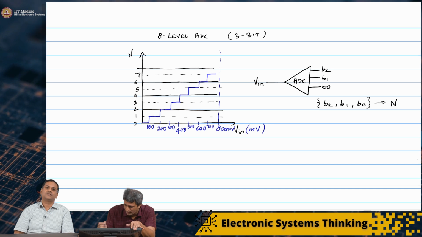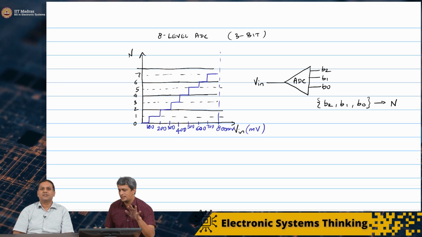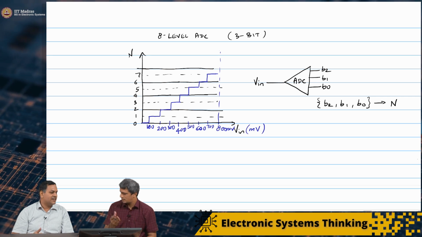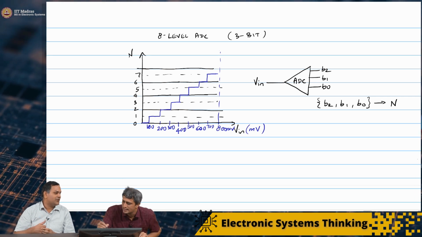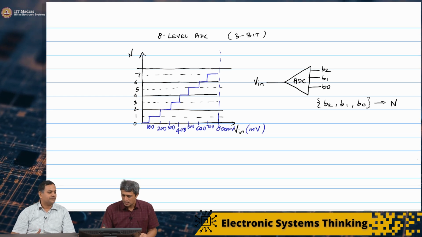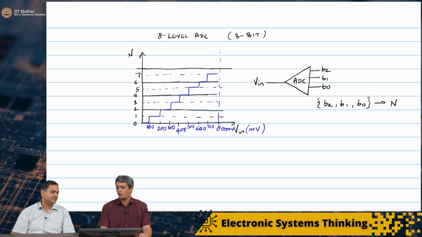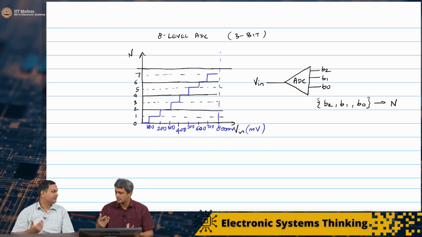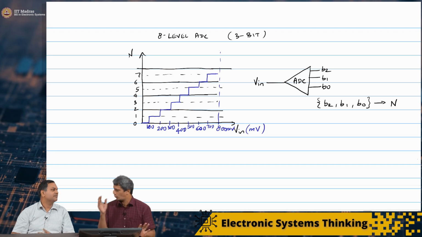Eventually it will all get rounded off to 700 millivolt. 7 is the largest number. Therefore, you will get a code of 7 for anything between 700 and 800 millivolt. Beyond that, the ADC does not accept it as a valid input.